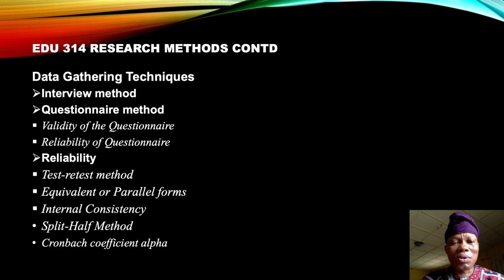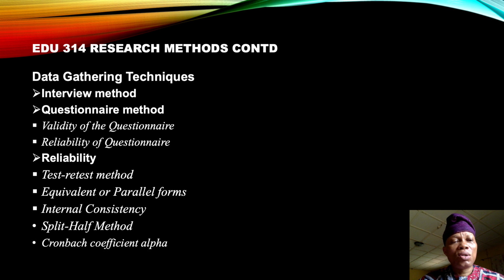With the test-retest method, you first of all give the questionnaire to a set of students. Like the example we gave the other time, you want to use SS2 students. You give it to a set of SS2 students who are not part of your sample, but they are also SS2. You give it to them maybe this week. The following week, you go back there and administer the same set of questionnaire to them.